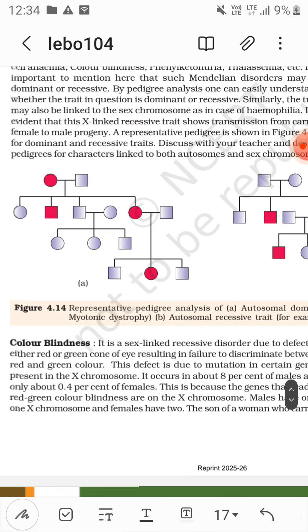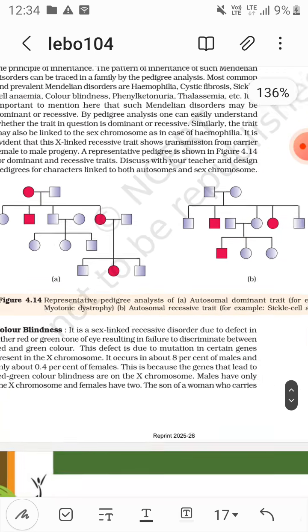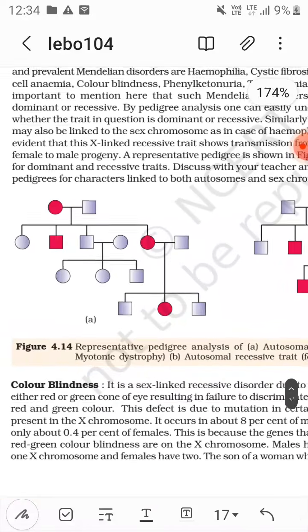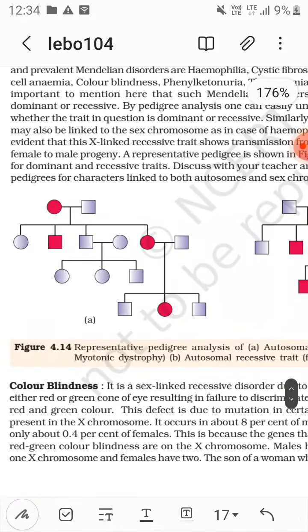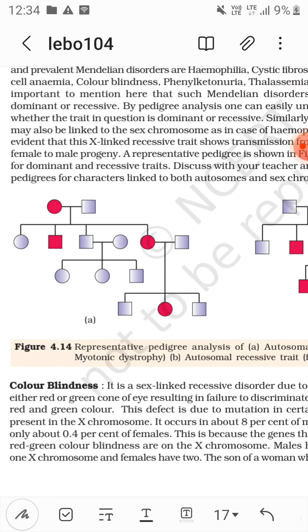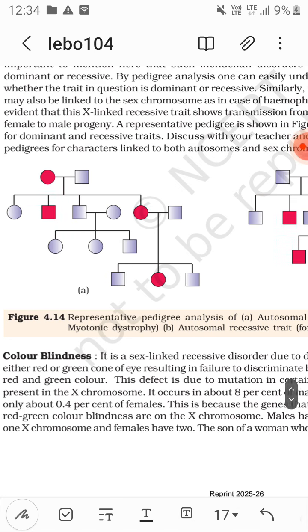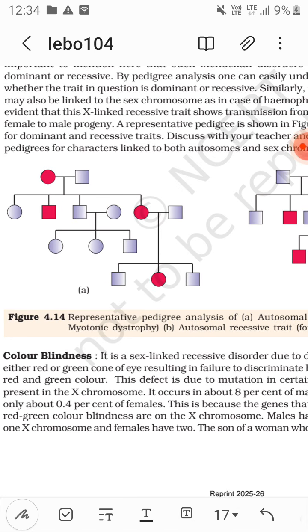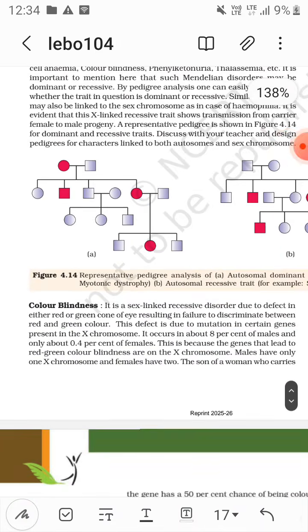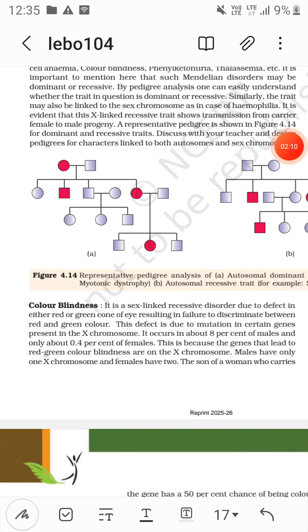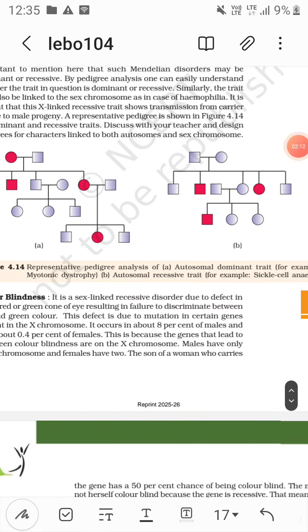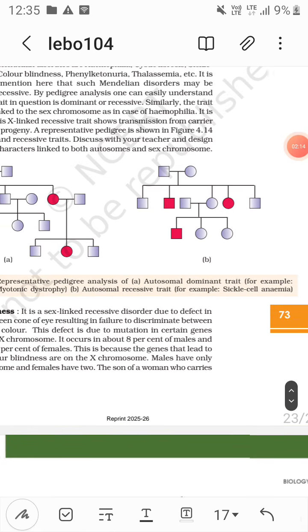Now, in the autosomal dominant trait, in the case of myotonic dystrophy, you see for sure one parent, that is the female, is darkened in the circle, so she has the disease, and she is passing the disease to the male and female offspring which are darkened. Further, the female when mated with a normal male passes it to the female. So this was myotonic dystrophy, an autosomal dominant trait, and an autosomal recessive trait for sickle cell anemia.